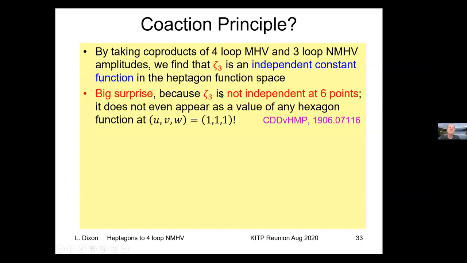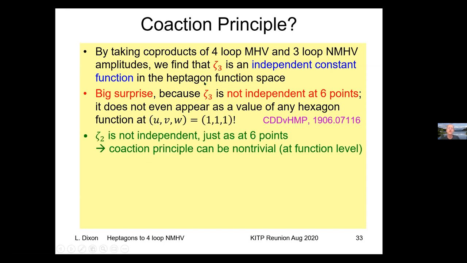So one of the interesting things is how independent are the zeta values? And we did find one surprise, which is that zeta 3 is an independent constant function in the space. And this is surprising because it wasn't independent at 6 points. And you might have expected that that lack of independence would hold by continuity to 7 point, because 6 point is the boundary of 7 point. But in fact, at the 7 point level, you need to introduce zeta 3 as an independent constant. Zeta 2 behaves the same in both cases. It's not independent in both cases.